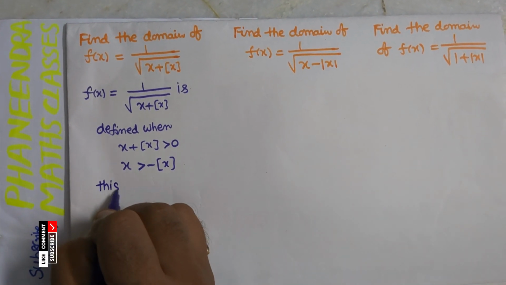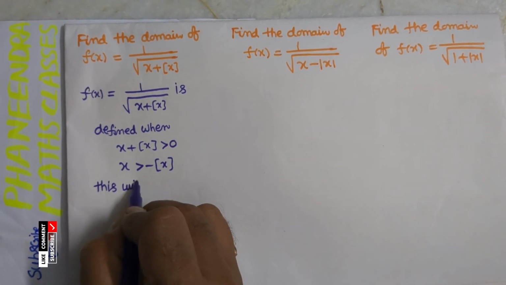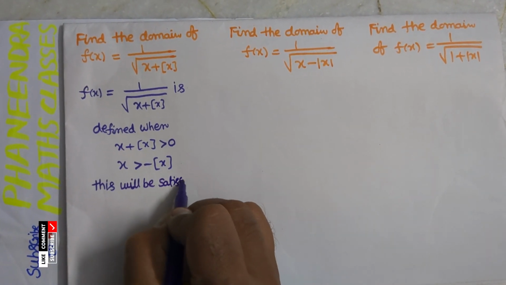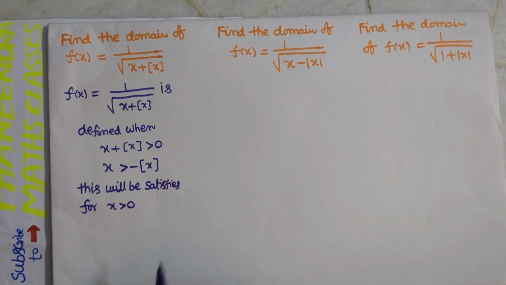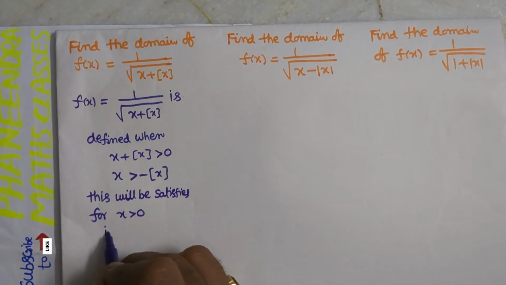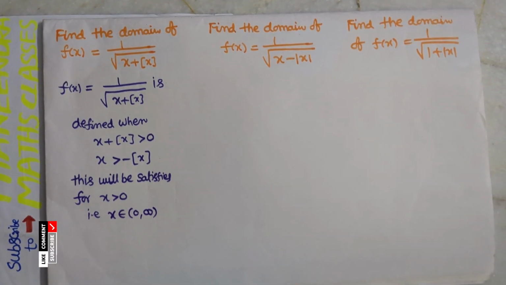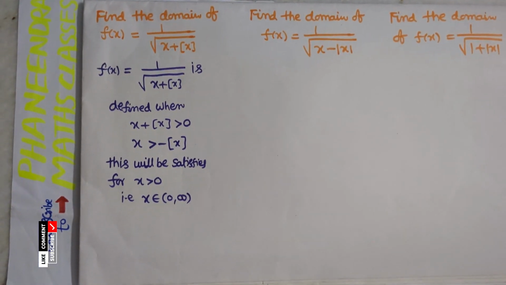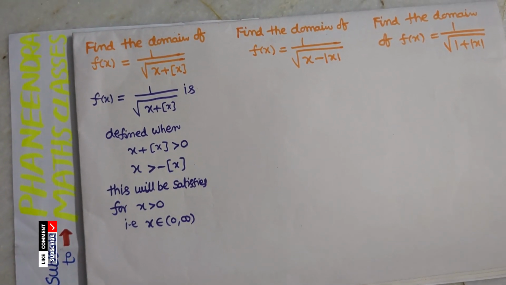So this inequality will be satisfied, the above one, x is greater than minus mod x, for x greater than 0. X greater than 0 means what? X belongs to the open interval 0 comma infinity. So on the number line, x greater than 0 means x belongs to open 0 to infinity. This is the way you can do that, dear students. I hope you understand that.